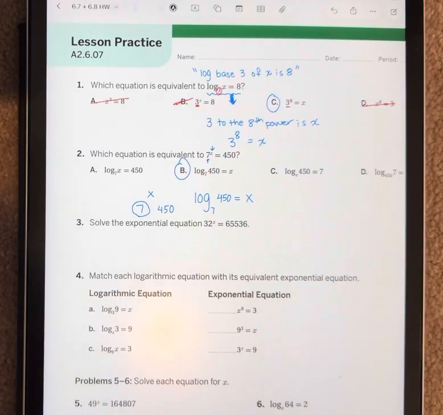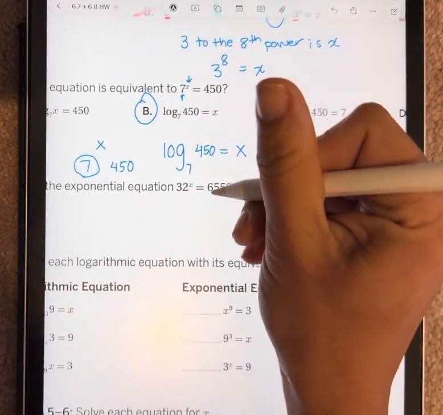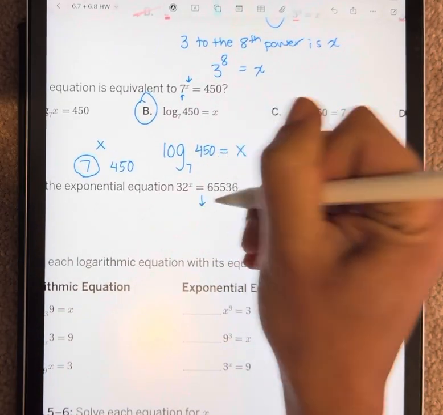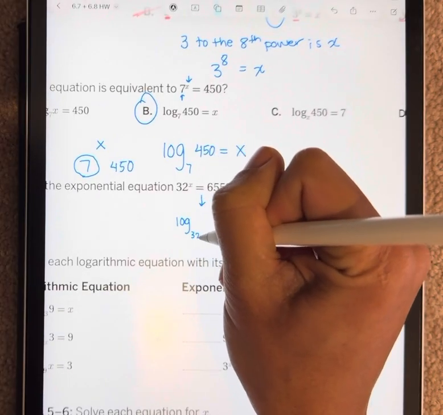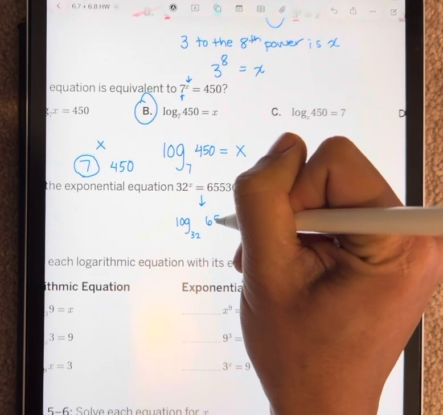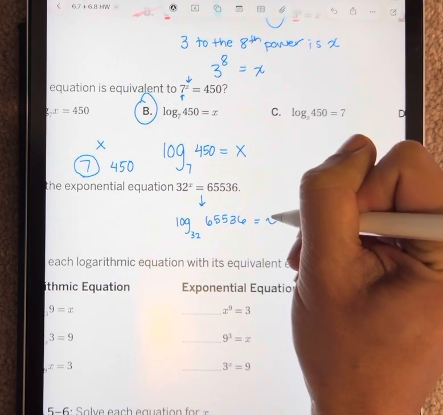Okay. Oh, we're solving. How fun. Okay. To solve this equation, now you can go straight into, this is a log base 32 of 65536 equals x.